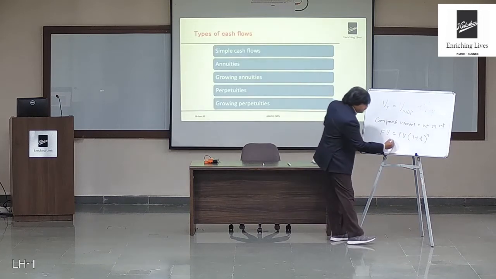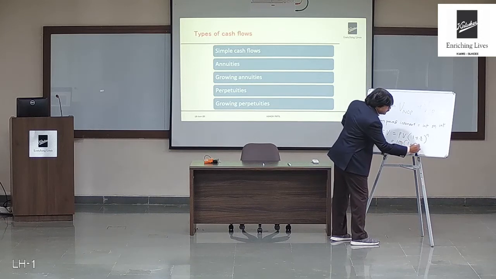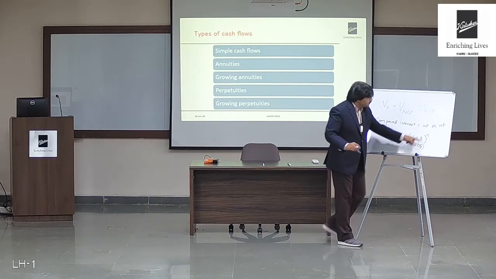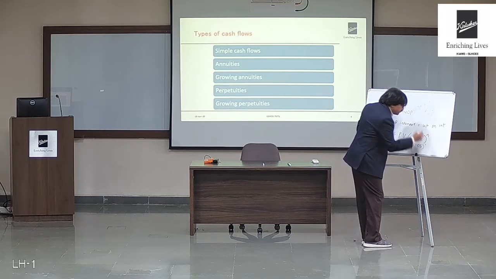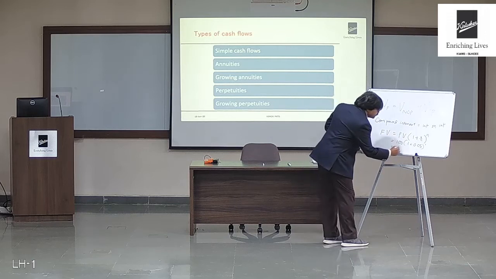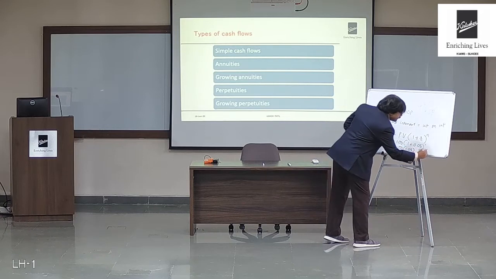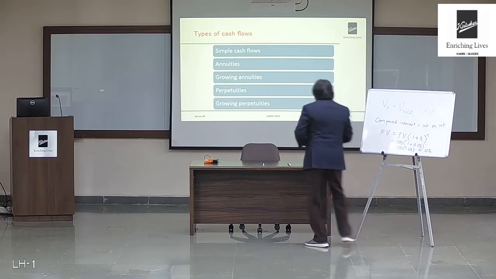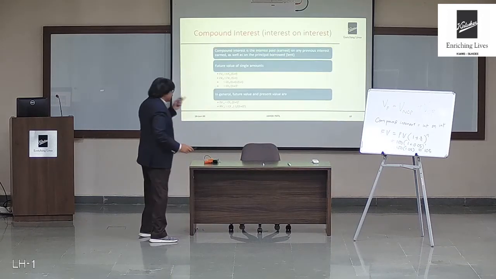For example, if we have a present value of 100, with 5% which in decimal form is 0.05, and it is invested for only 1 year, the amount comes to 100 into 1.05, which is equal to 105. This is what normally happens, and it's very easy.